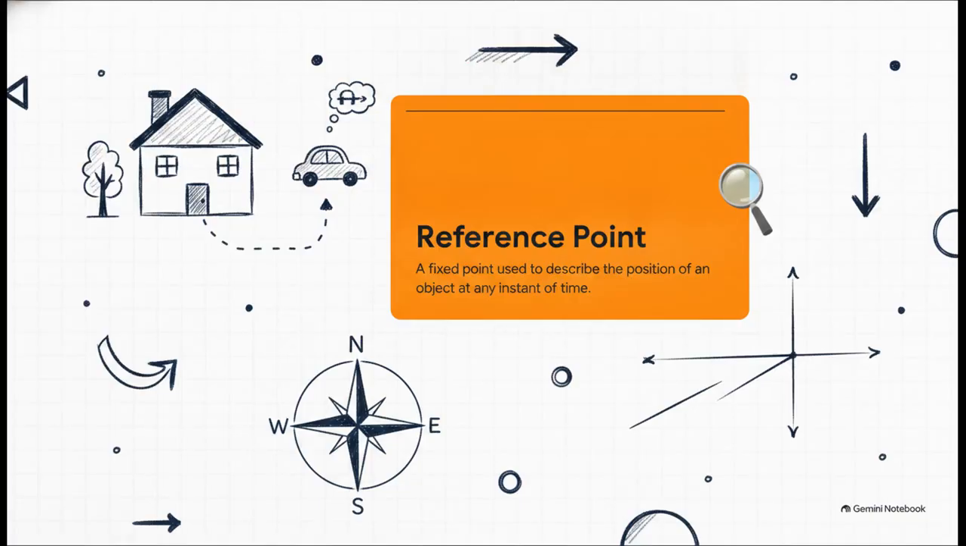So before we can even begin to talk about how fast things are moving, we absolutely have to talk about where they are, right? To measure any movement at all, we first need to agree on an origin, or what physicists call a reference point. Imagine trying to give someone directions without a starting point. It's impossible. The reference point is that fixed anchor we start counting from. It completely dictates everything else we observe about an object's position.